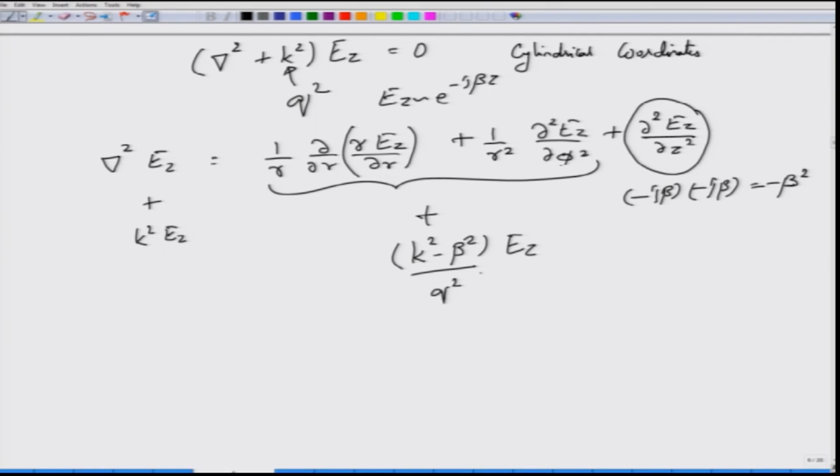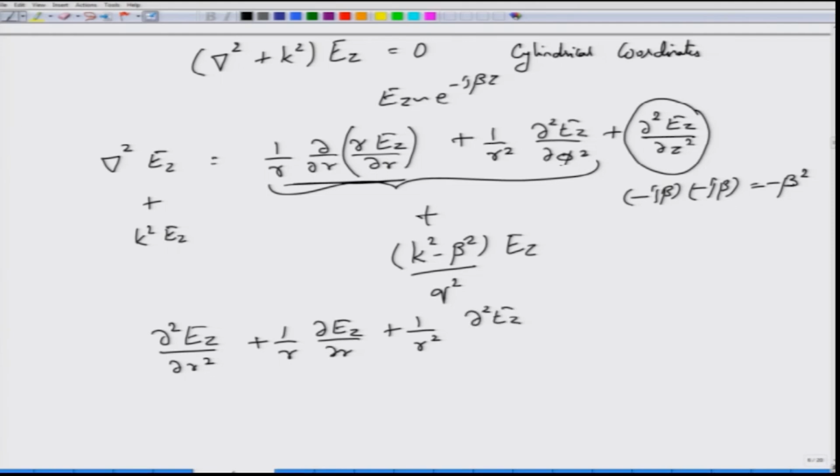So if I do this, after differentiating partially with respect to r twice and simplifying this equation, you get del square Ez by del r square plus 1 by r del Ez by del r plus 1 by r square del square Ez by del phi square plus q square Ez is equal to 0, and you will get a similar expression for Hz as well.